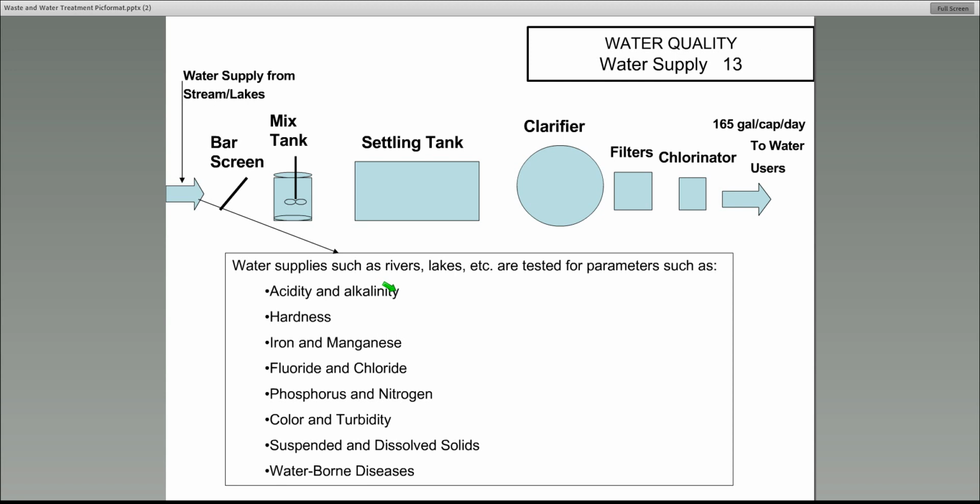Water supplies have to meet all of these criteria, and the state has to approve the water supply for use for municipal drinking water. Even before it's treated, they have to make sure there are no chemicals or materials in that water supply that would go through a water treatment plant and cause a health problem.